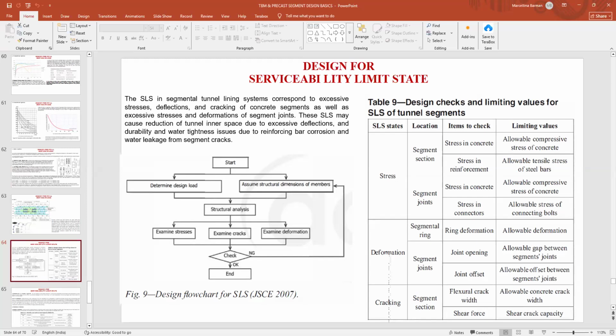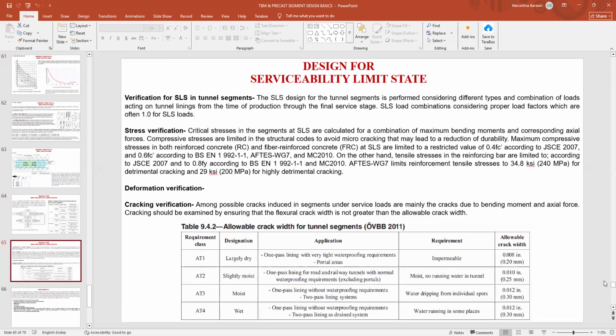On the right hand side, you can see there is a table. There is deformation, there is cracking. Deformation means there will be opening in the joint. There might be a joint offset. Cracking means that it can be a flexural crack, or there can be a shear crack. So this is the SLS part of the segments.